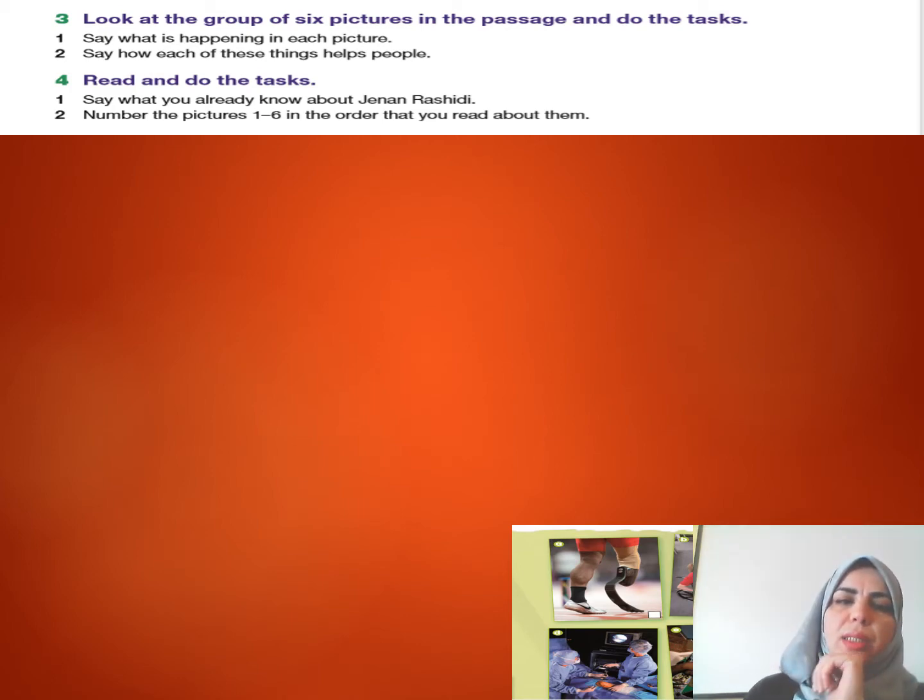Okay, now let's answer the questions in activity 3. Say what is happening in each picture. Say how each of these things helps people. I will answer both questions for you. Okay?